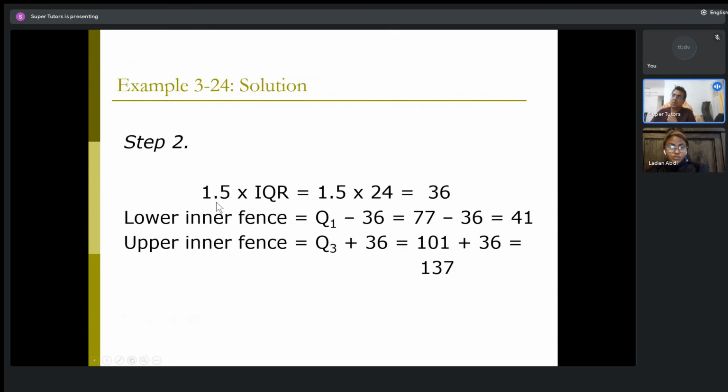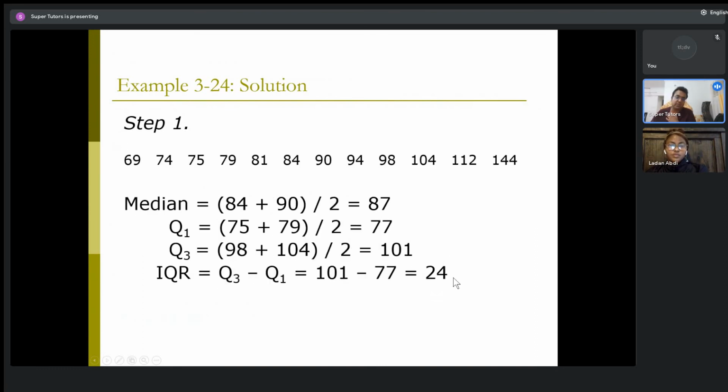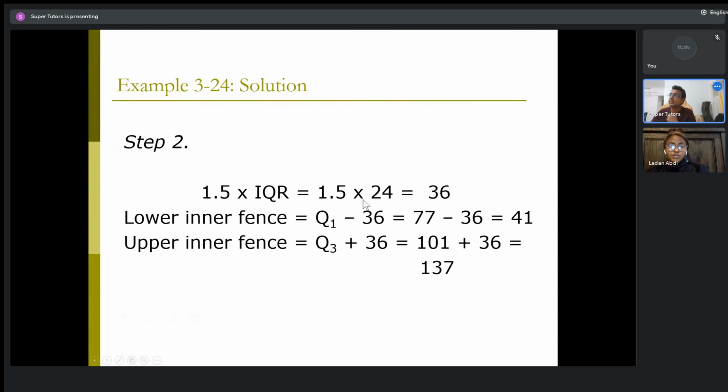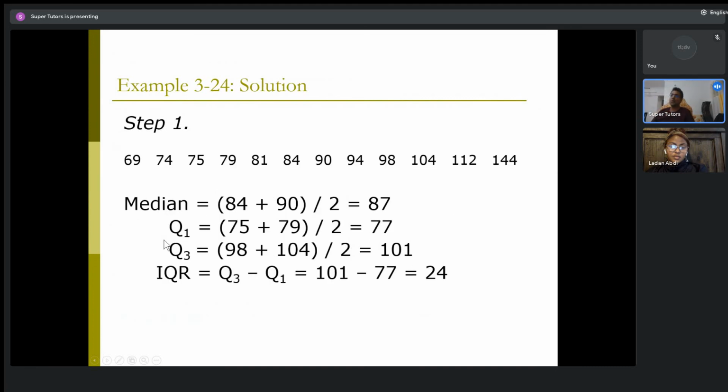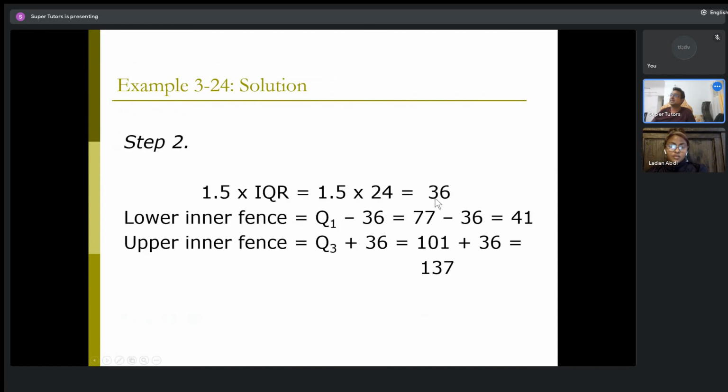So we find a special quantity which is nothing but 1.5 times your IQR. So our IQR came out to be 24. So 1.5 times that 24 gives us 36. And then we calculate lower inner fence and upper inner fence. So lower inner fence is nothing but your Q1 or your first quartile minus this number.